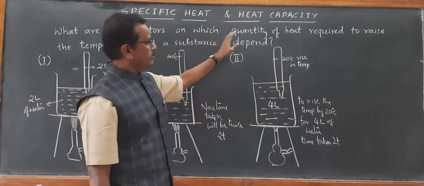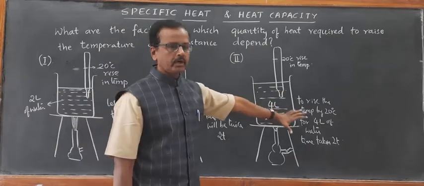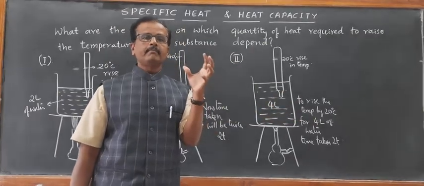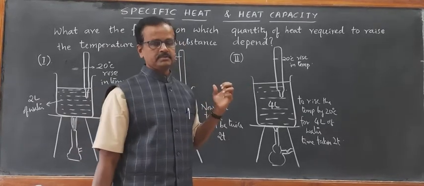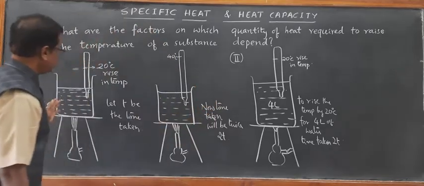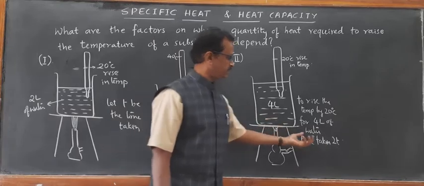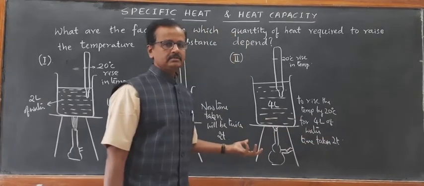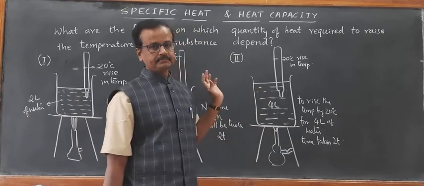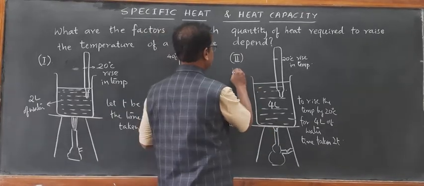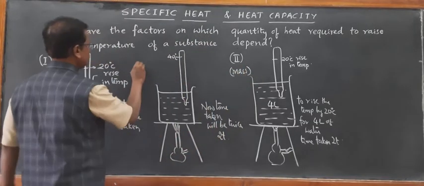So the heat supply or heat required to raise the temperature depends on the quantity, on the mass of the substance. When it was 2 liters, it took time T. Now when it is 4 liters, it takes double the time. It means double heat is required. So heat required depends on mass. That is the second observation. In the first case, heat required depends on temperature.